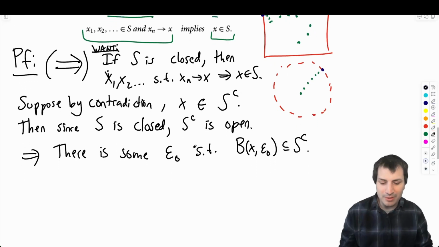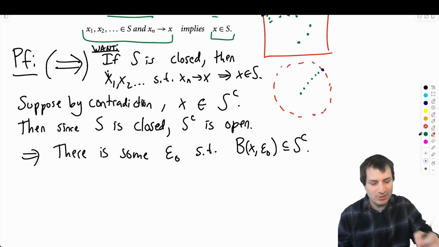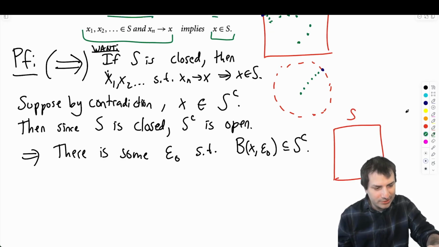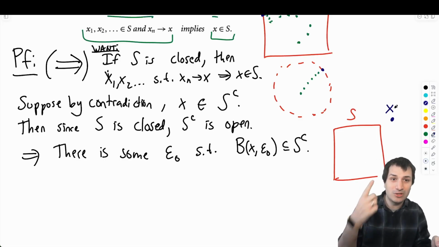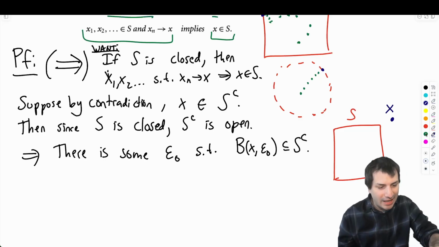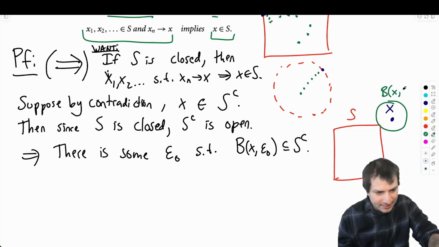Why is this a problem? Well, let's draw the picture of what the situation is. Okay, so here's our set S, right? Here is our point X, which we assumed was in S complement, and we have drawn a little ball around it of radius epsilon. This is the ball centered at X of radius epsilon naught.